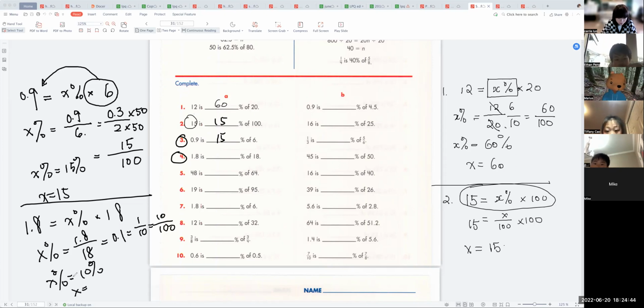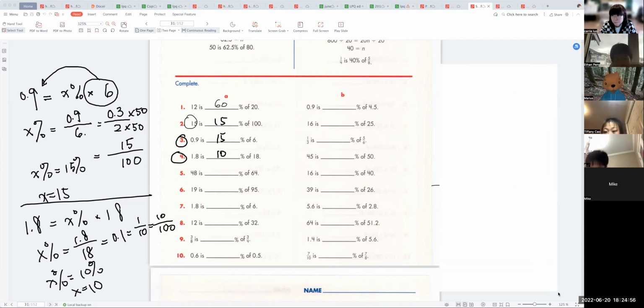So X equals what? No, X equals 10. Yeah, very good. Okay, good job, Maris. So let's take a look at number 5. Daniel, number 5, can you give me the equation? 48 equals X percent times 64.